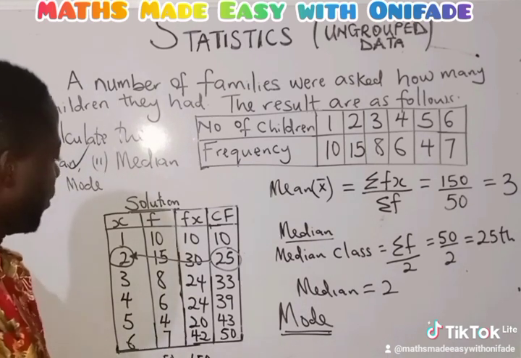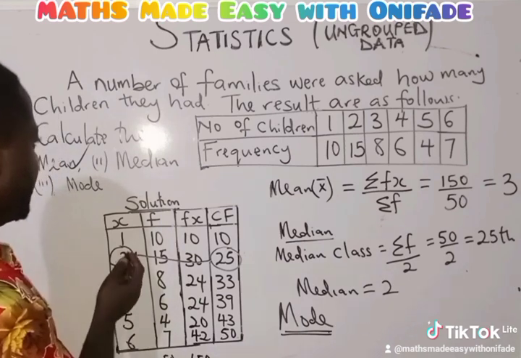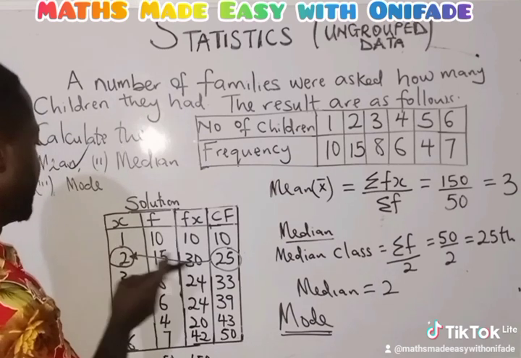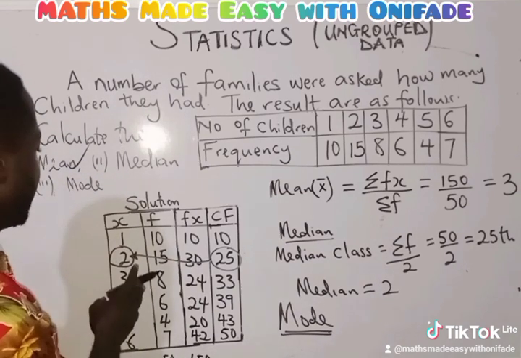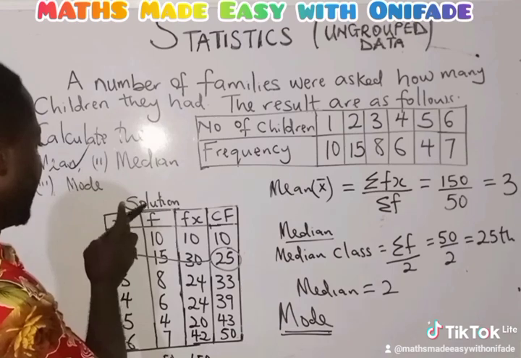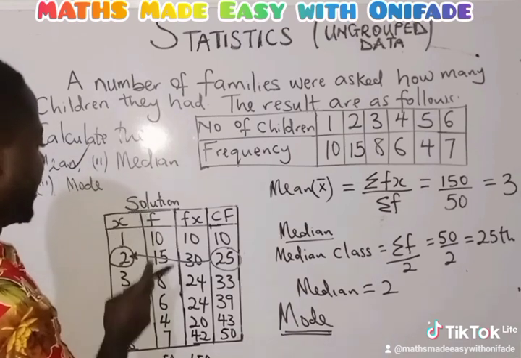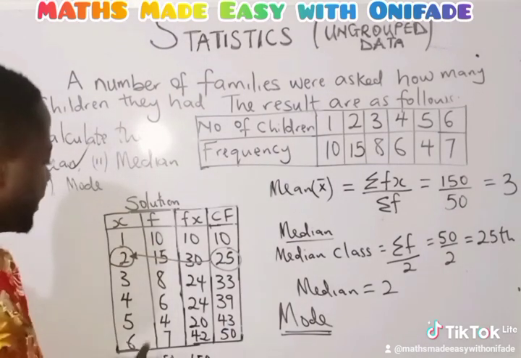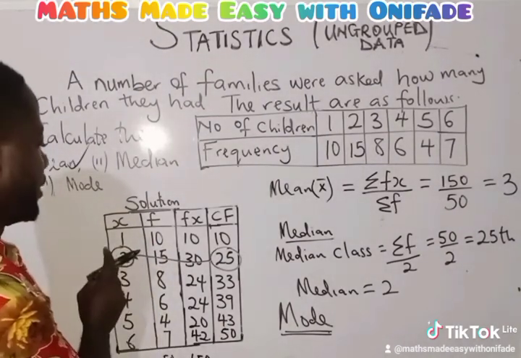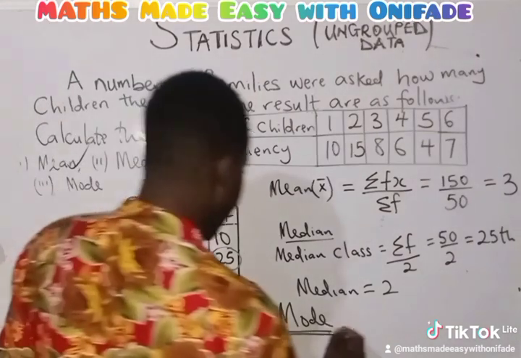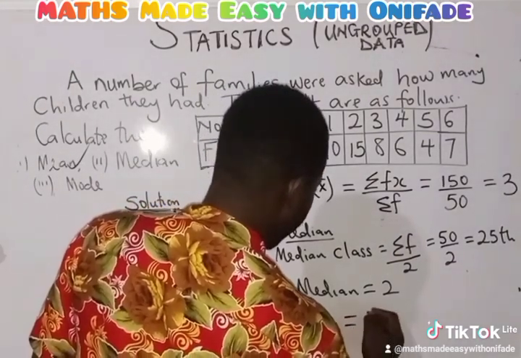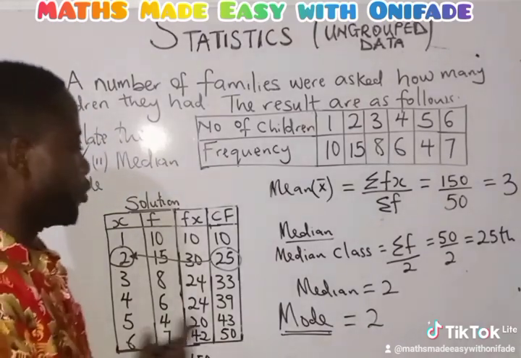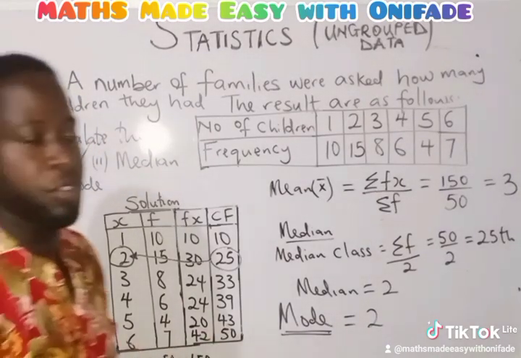So which one appears most? It is 2, because its frequency is 15. Once again, mode is the x, the number that appears most or that has the highest frequency. And which one has the highest frequency? It is 2. So in that case, our mode will also be equal to 2. So the mean is 3, the median is 2, and also the mode is 2.